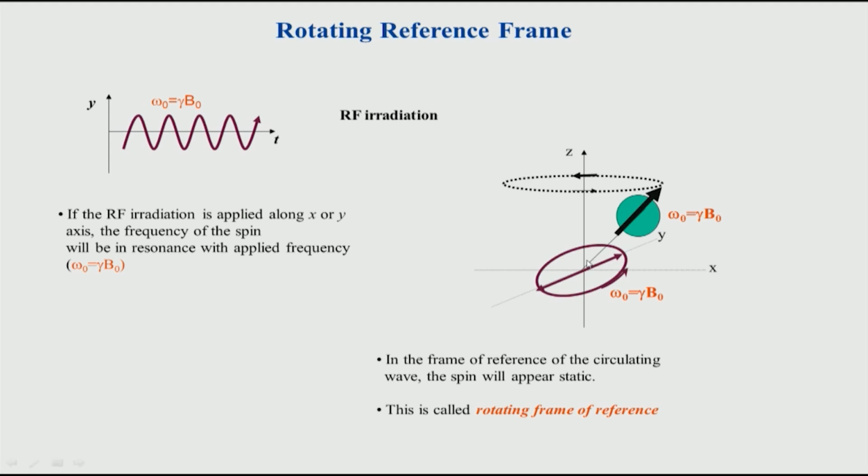So, the same thing is happening here. If you go to the rotating frame of reference, a frame of reference rotating with this magnetic field, in that particular frame of reference this spin looks static. So, this is called on resonance. When we do that, what happens is this spin now starts moving around this magnetic field.